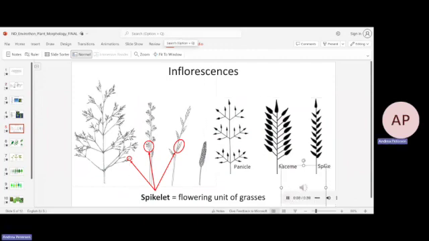Inflorescences can take on many shapes and sizes. Again, the inflorescence is the flowering head of a grass, and it's made up of small spikelets. Spikelets are the individual flowering units of the grass, and they all have the potential to become seeds. Spikelets can be arranged several different ways. First, a panicle has branches of spikelets on the stem. On the other hand, a spike has spikelets growing directly on the stem.